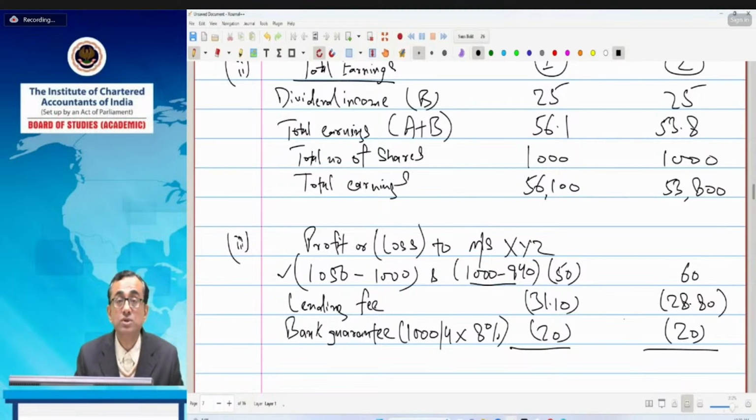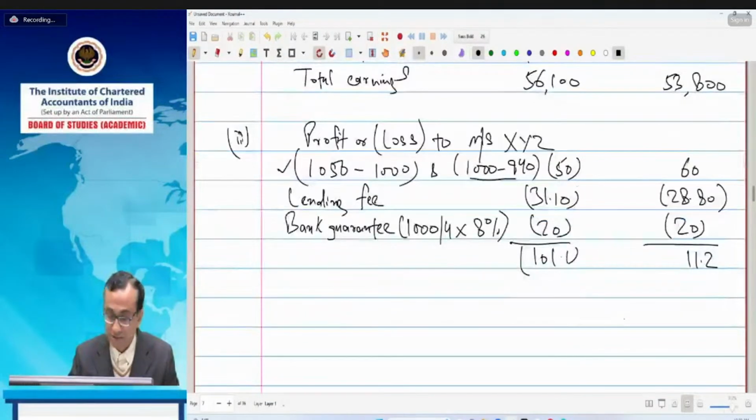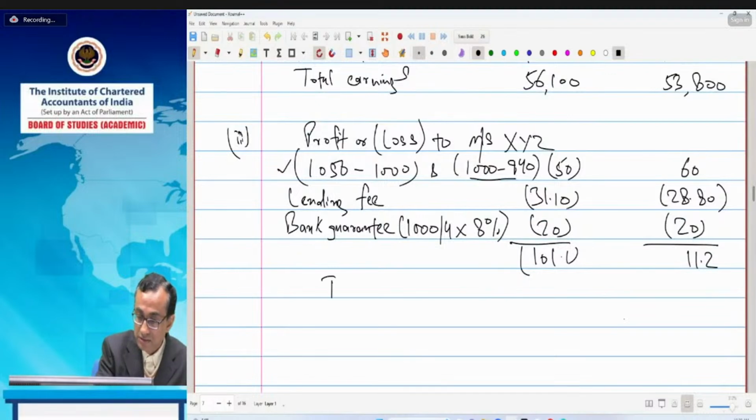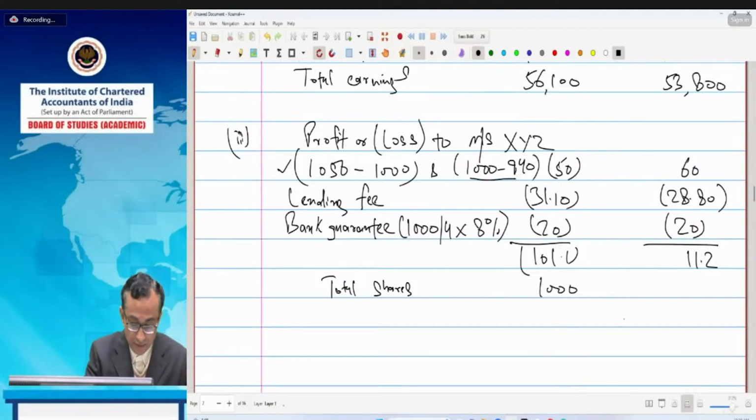Now calculate the total gain or loss in scenario 1 and scenario 2. In scenario 1, the total loss is 101.1, because all these figures are in minus. But in scenario 2, there will be a gain of 11.2 to XYZ. And the total number of shares is 1000 in both cases.